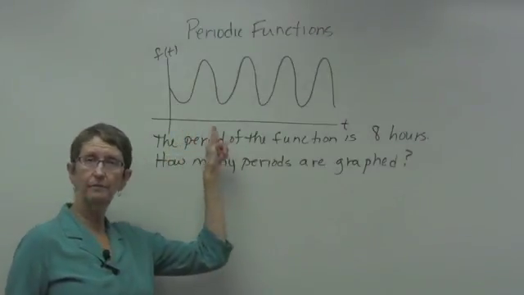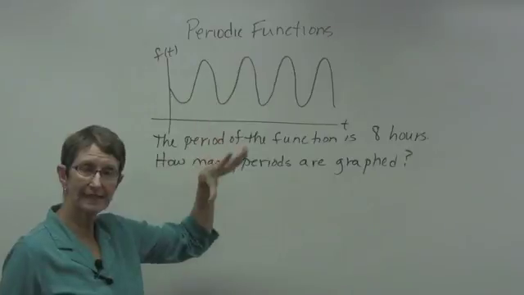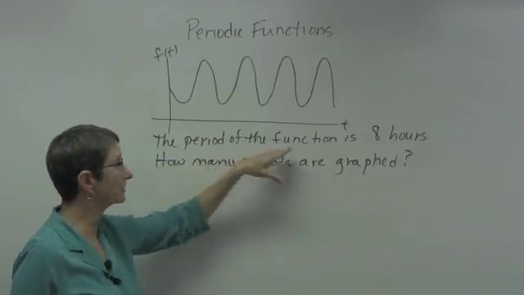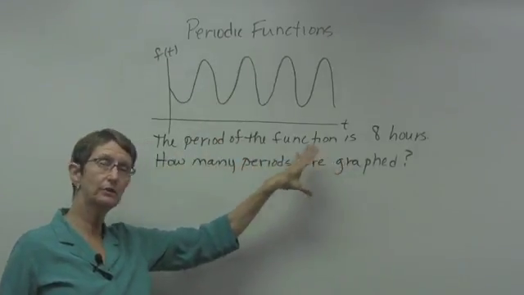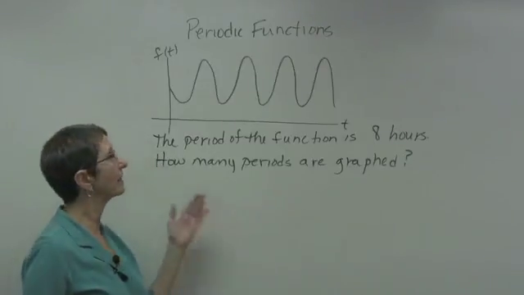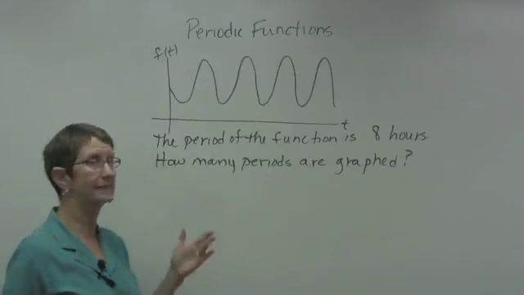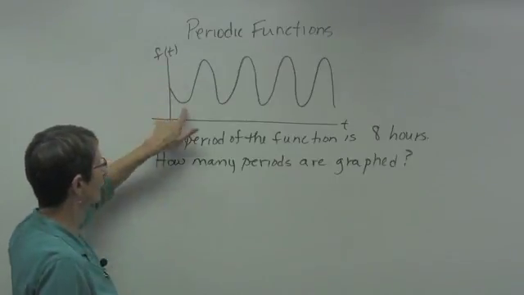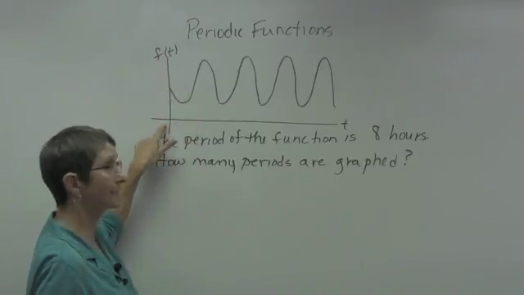Here's another graph, and this time the question is slightly different. We're told the period of the function is 8 hours, but we want to know how many periods are graphed. And there are a couple of ways you can think about this. You may be tempted to start at a low point, even though that's not t equal to 0.